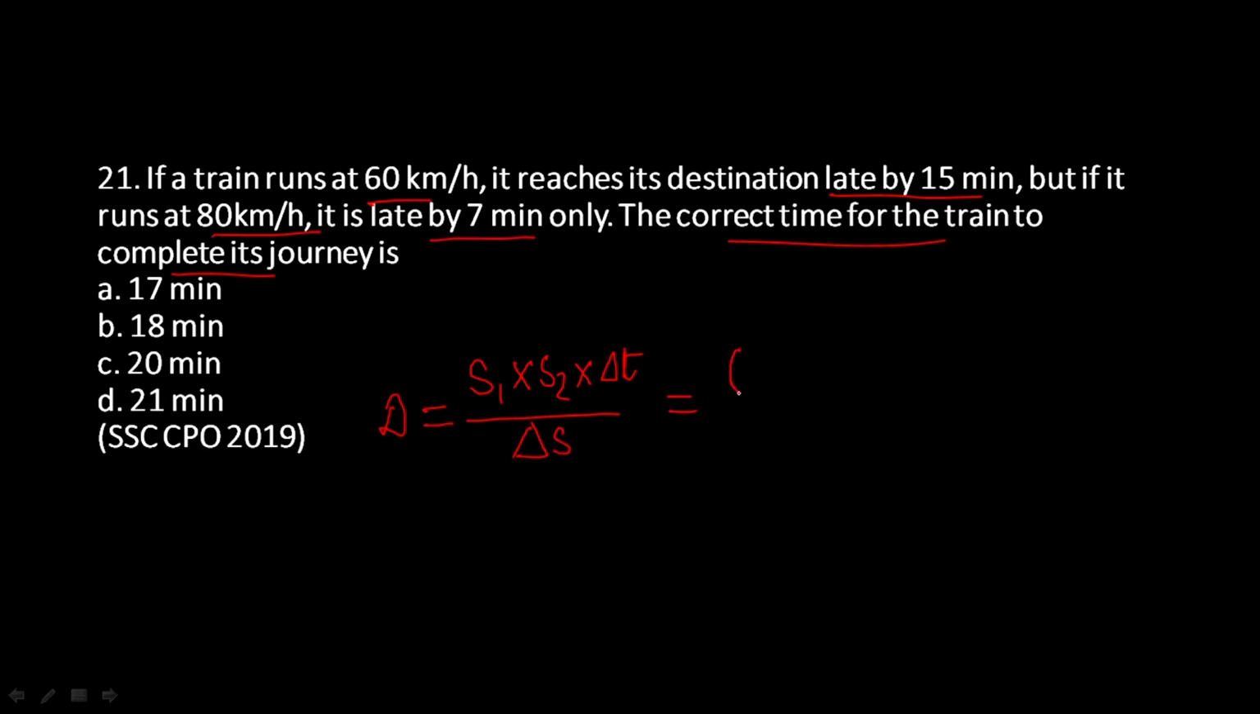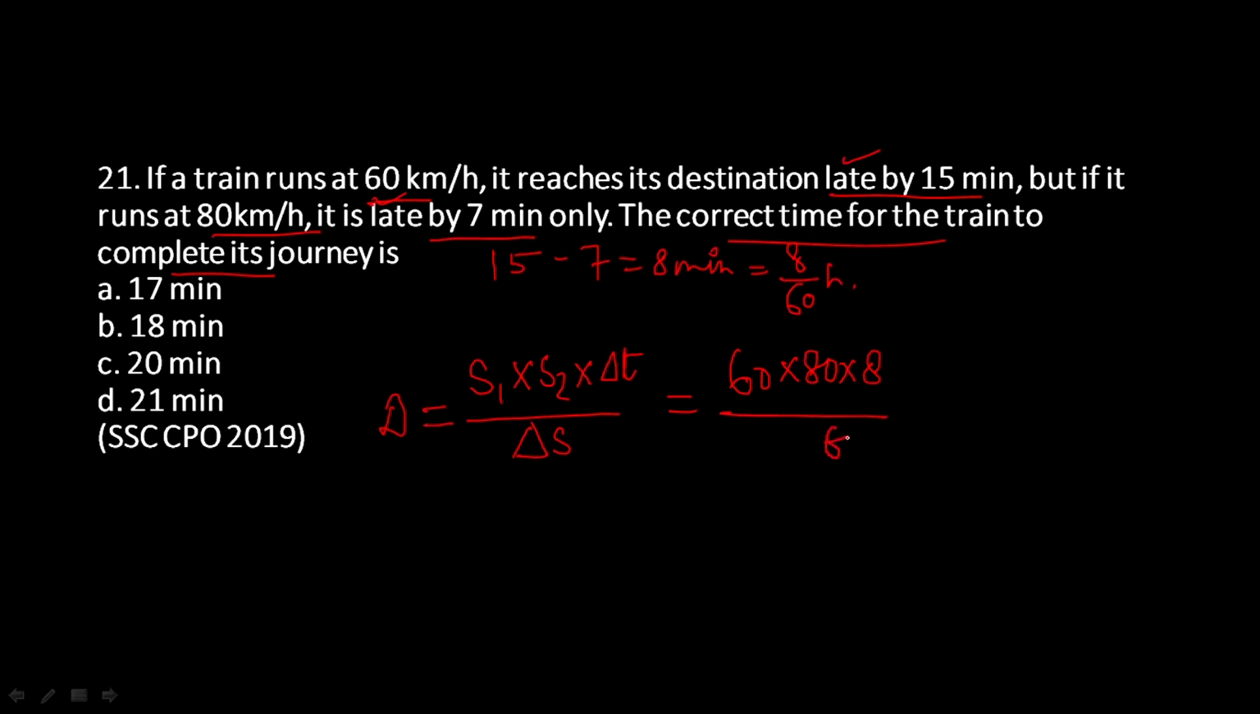So in this question it is 60 into 80. What is the difference of time? Difference of time is 8 minutes. Why 8 minutes? Because it is late in both cases, so it will be subtracted. 15 minus 7 is equal to 8. This is in minutes, but other data are in km per hour, so it will be 8 upon 60 hour.